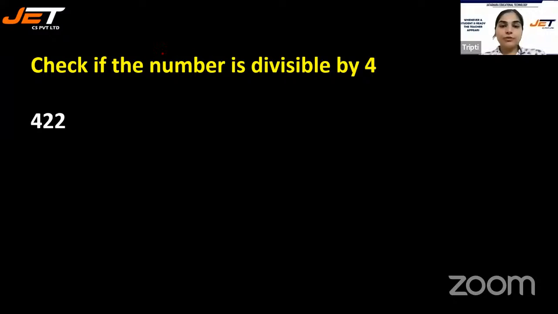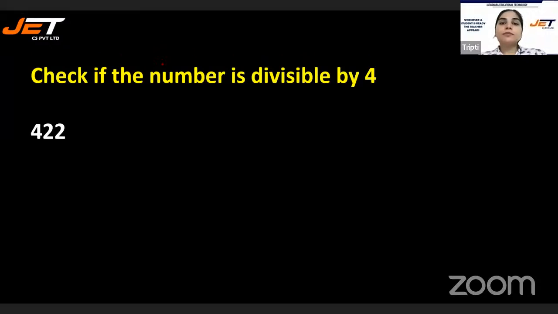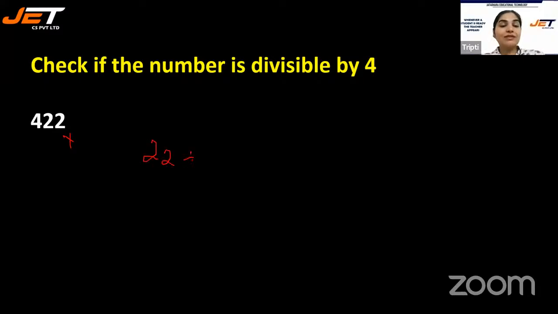Now, 422. What about 422? Check the last 2 digits. You don't even need to use your pen or pencil. You just see 22. Do you see 22 in the table of 4? Is it there? Because I don't see it. It's not there. So 22 is not in the table of 4. It's not exactly divisible by 4. That's why 422 is also not divisible by 4, because we see 4 times 5 as 20 and 4 times 6 as 24.